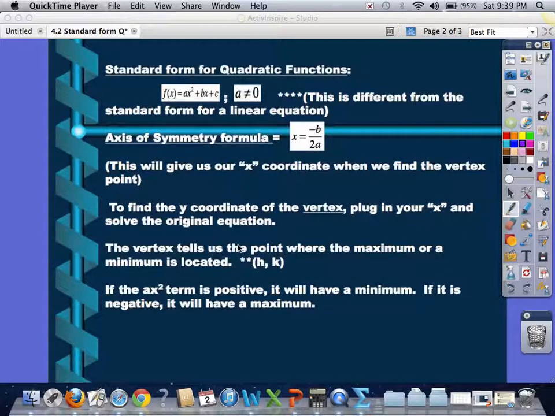The vertex tells us the point where the maximum or minimum is located. It is like the very top of the mountain or the very bottom of the valley. That is where, before when we were working with vertex form, the h, k. If the ax squared, or the quadratic term, is positive, it will have a minimum. It will be a smiley face, as you hear me talk about the parabola. And if it's negative, it will have a maximum, or a frowny face parabola. Okay? So let's work one.